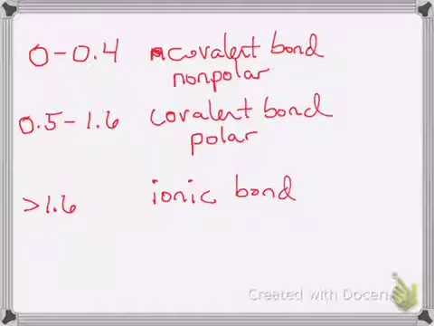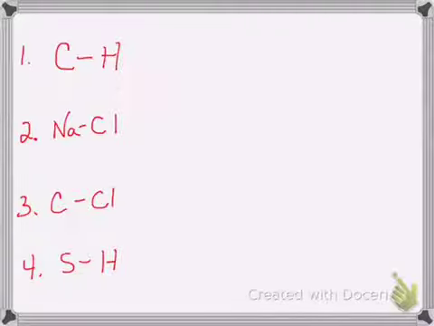So what I'll do now is I'll give you a couple to try on your own, just a couple of examples if you'd like to try them. And then pause the video when I give them to you, calculate the difference, and determine whether they are covalent nonpolar, covalent polar, or ionic. So let me give you those. I'll put those examples up here on the screen in just a moment. Okay, so here's 4 examples. If you want to pause the video, determine whether they're nonpolar covalent, polar covalent, or ionic. And then restart the video and I'll give you the answer.